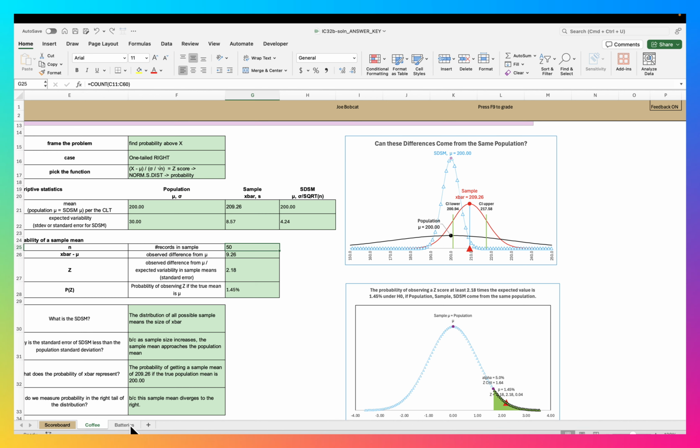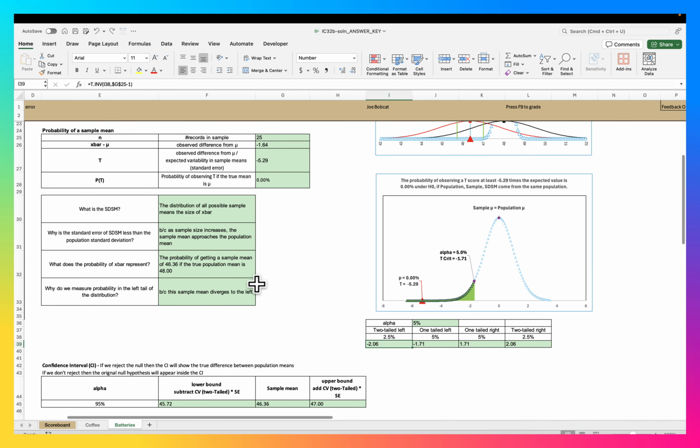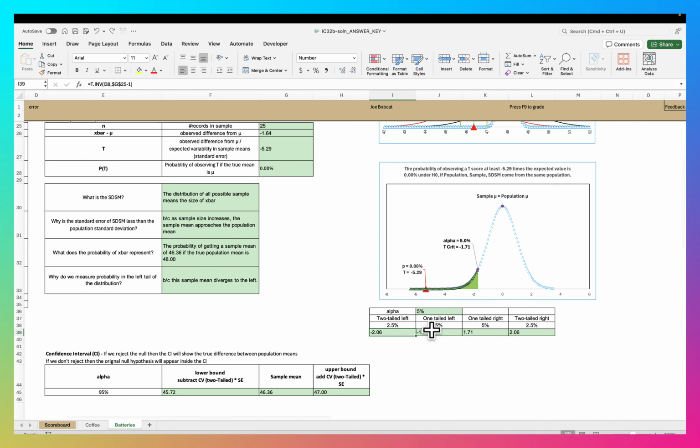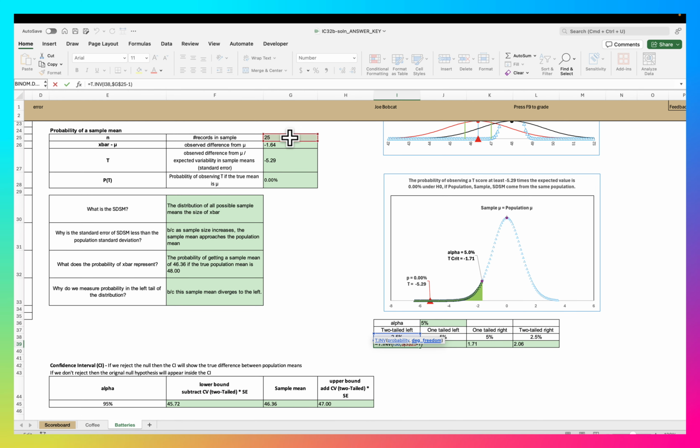Then in the next one, the batteries, the difference here is you're still going to put 5%, but this is a t-test, so this is going to be T.INV. And it's also going to insist that you lock this term here, which is the degrees of freedom. And the degrees of freedom is always the sample size minus 1. So you do that and then copy it across, and you'll have to do the same thing over here.